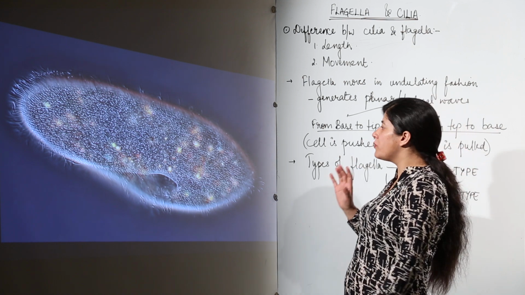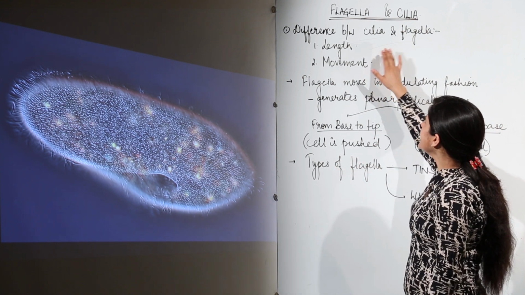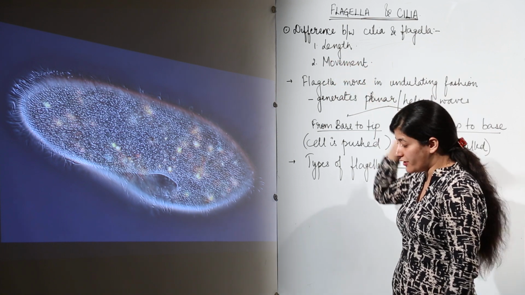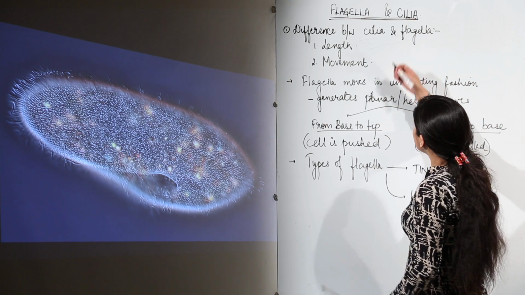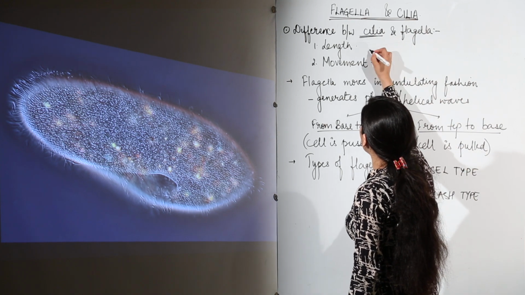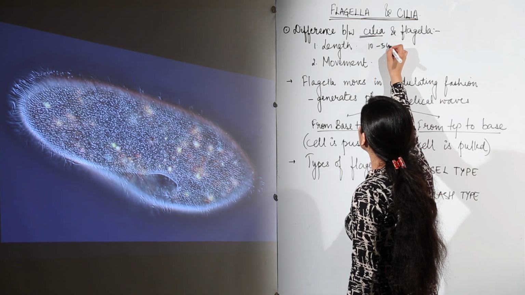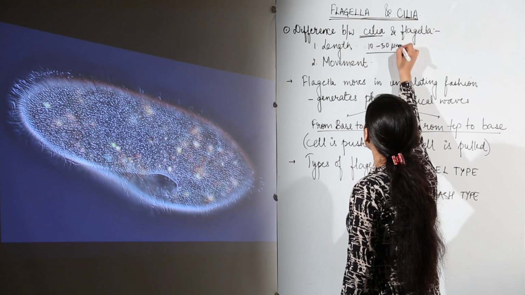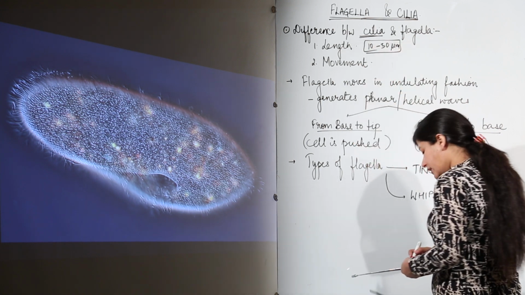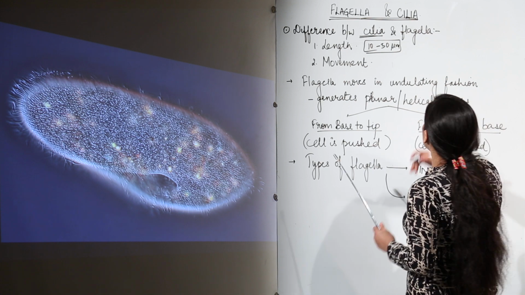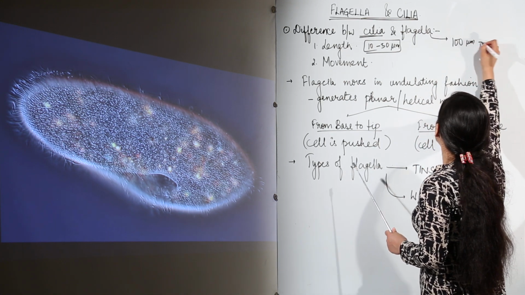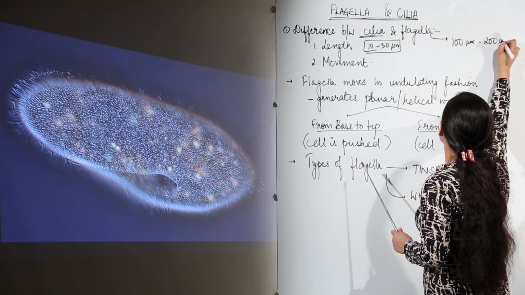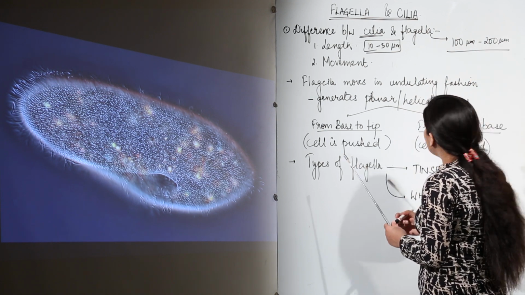The first point of difference is that the length of cilia and flagella is different. What is the length difference that we have to deal with? When I talk about cilia, it would be from 10 to 50 micrometers, not more than that. This would be the length of cilia, quite small. And if it is about flagellum, it would be around 100 micrometers to 200 micrometers. So you can imagine the length difference.